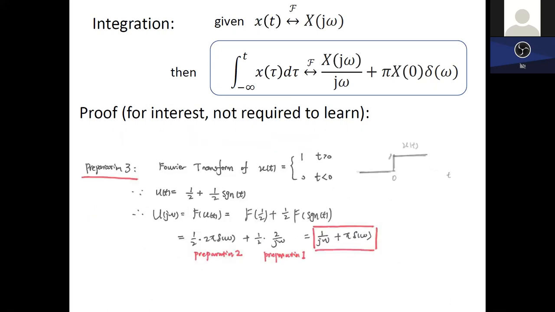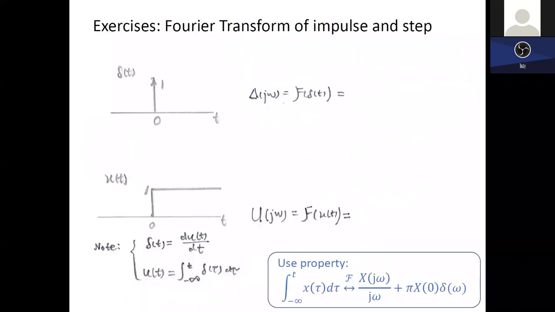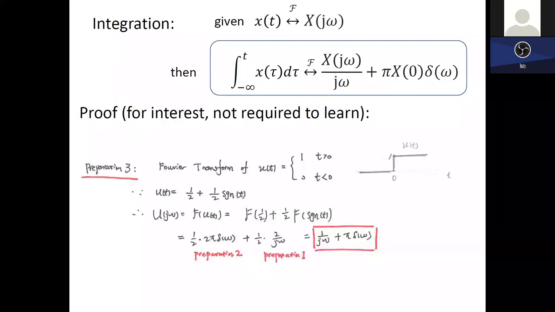Then we need a third preparation which combines preparations 1 and 2. The third preparation is to calculate the Fourier transform of u of t. Actually, we calculated the Fourier transform of u of t last lecture by applying this integration property. But here our goal is to derive the integration property itself, so we need to calculate the Fourier transform of u of t in a different way, in a more fundamental way. And this is where the first two preparations are useful.